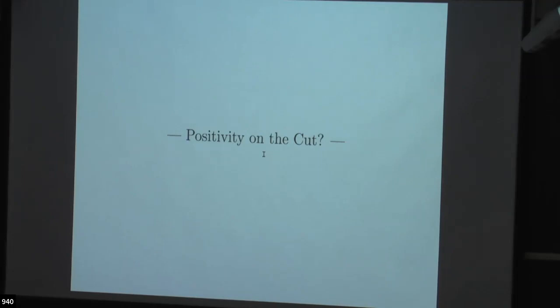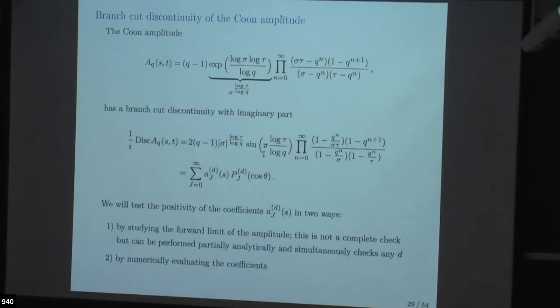So that was just a super quick view at the constraints we've gotten just from the poles. So now let's look at the cut. Here again, I'm writing down, reminding us what the Kuhn amplitude looks like. And so this is its branch cut's discontinuity. And then we want to write this as a positively weighted sum of partial waves.